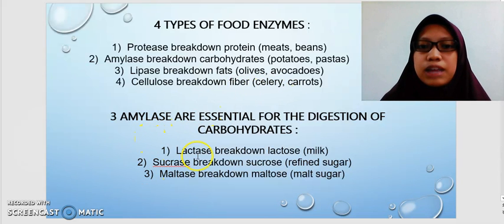And these 3 enzymes are essential for the digestion of carbohydrates: lactase, sucrase, and maltase. Lactase breaks down lactose, which is in milk. Sucrase breaks down sucrose, which is refined sugar. And maltase breaks down maltose, which is malt sugar.